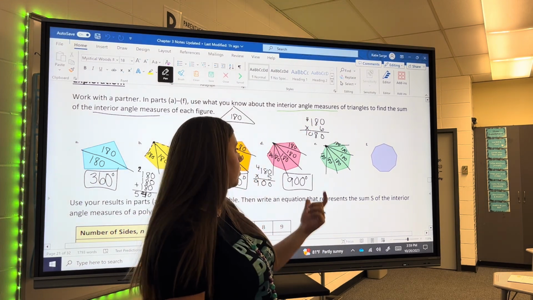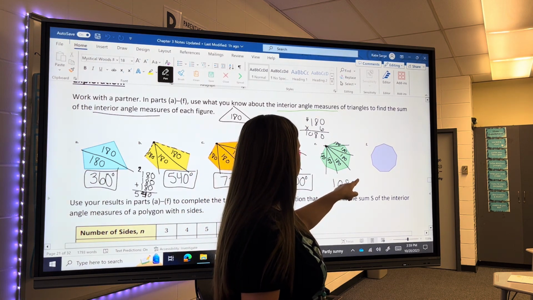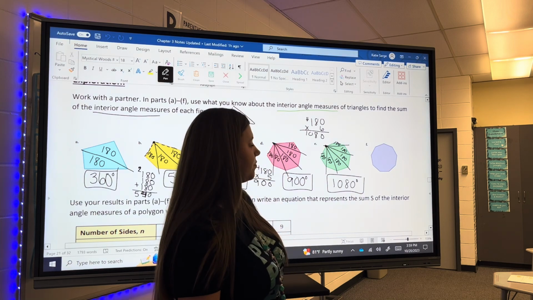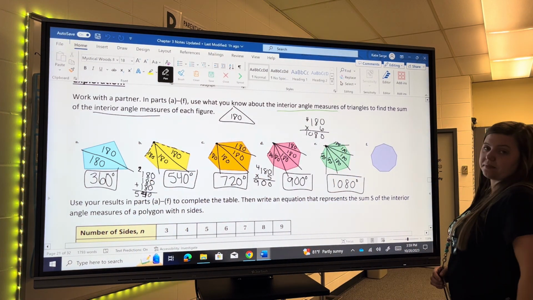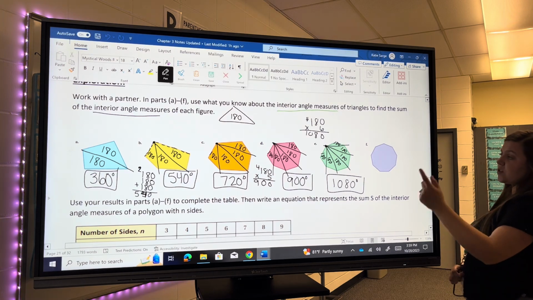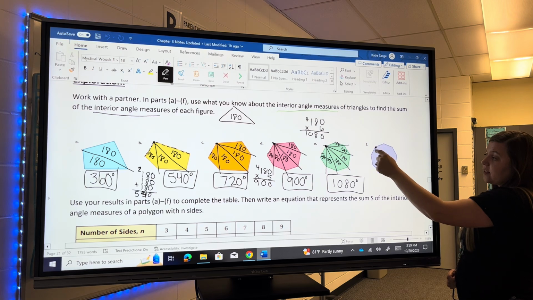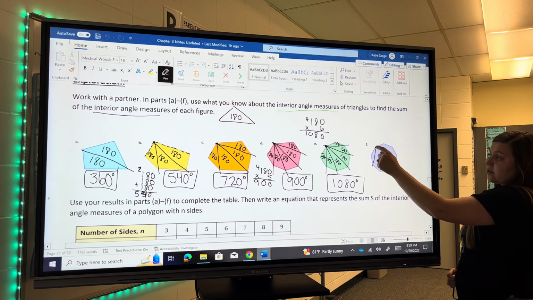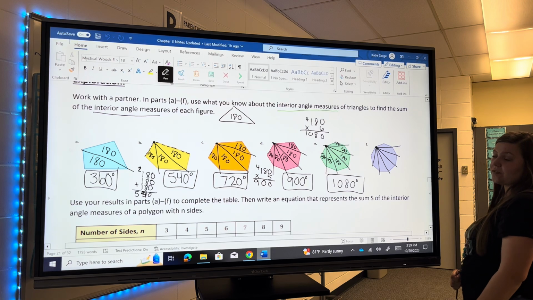Gives us a total of 1,080 degrees in this shape. And then we have one more. Hopefully you can see this all the way over here. So again, pick one more point and start extending your lines, okay? We've got one here, here, here, here, here, and here, okay?